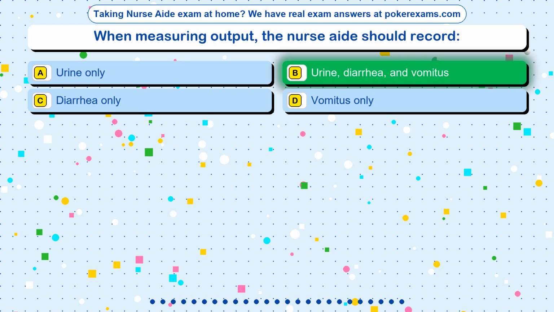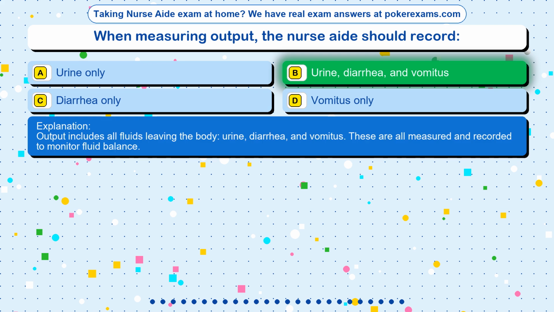The correct answer is option B, urine, diarrhea, and vomitus. Output includes all fluids leaving the body: urine, diarrhea, and vomitus. These are all measured and recorded to monitor fluid balance.